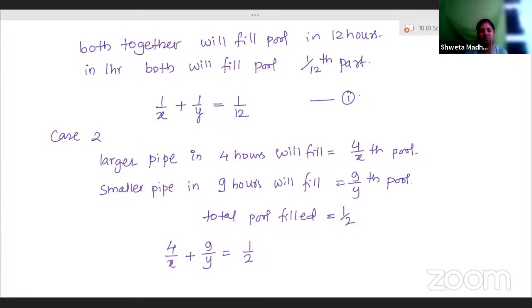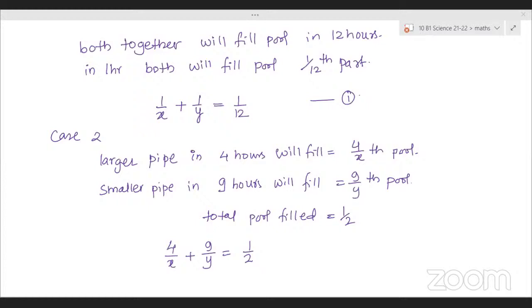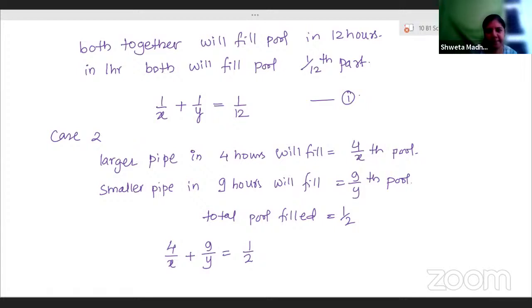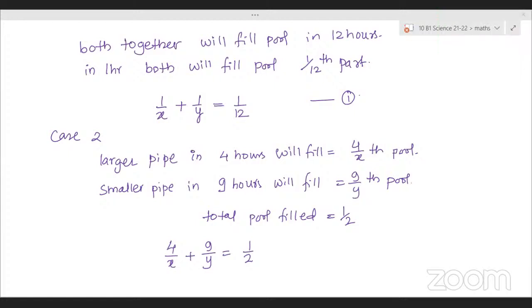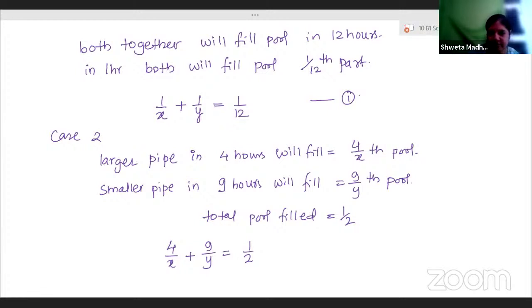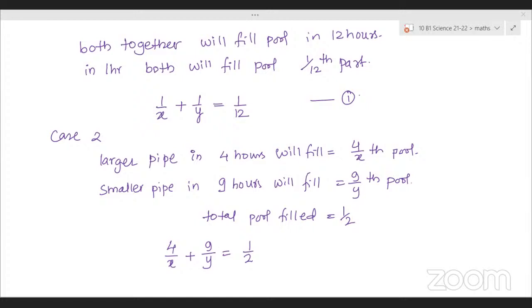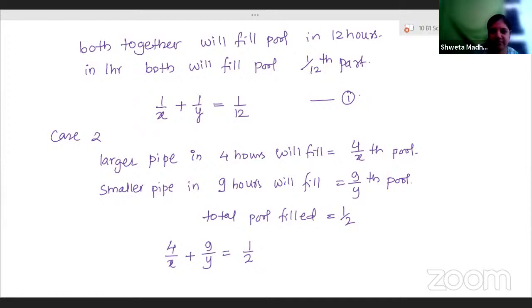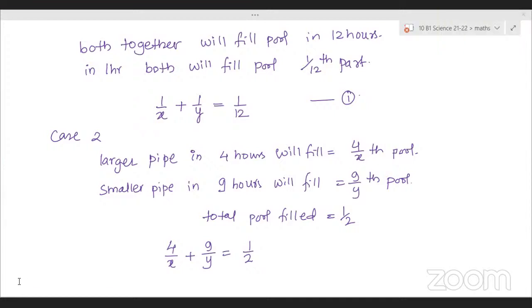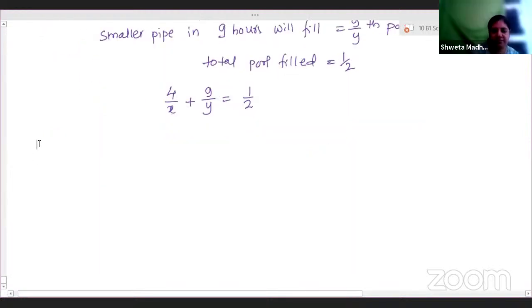LCM is same as 60. Ma'am, X is equal to 30, Y is 20. Check again. X is 20 and Y is 30. Yes, ma'am. The larger pipe will take less time. Ma'am, I got X is 20 and Y is 30. Ma'am, I'm getting X is 30 and Y is 20. No, you check again. X is 20, right? The larger pipe also takes lesser time. Oh, yes, ma'am.